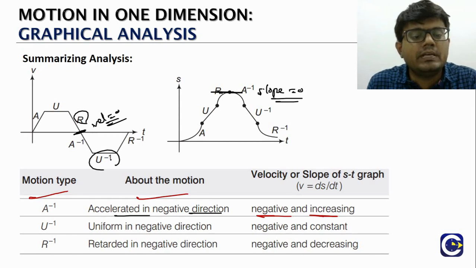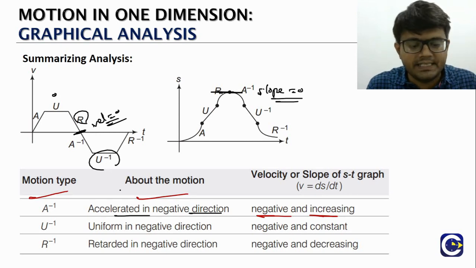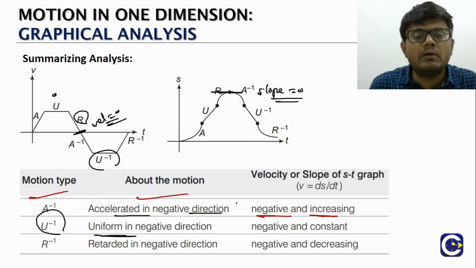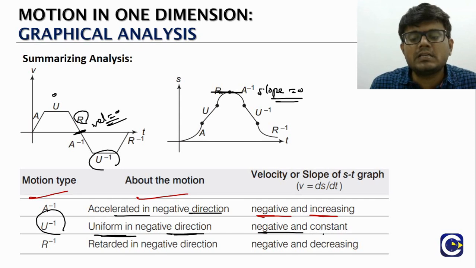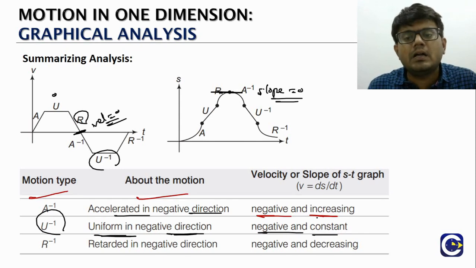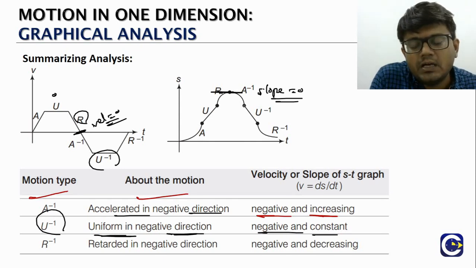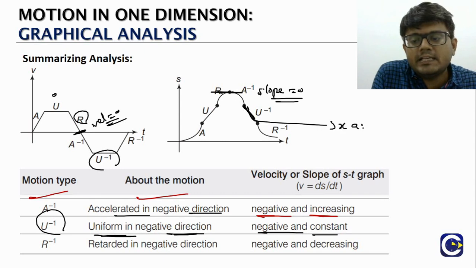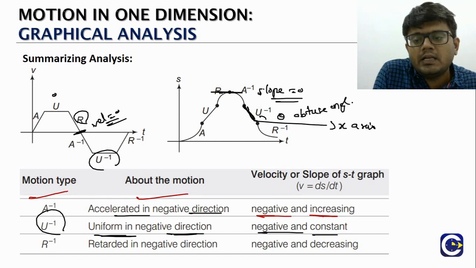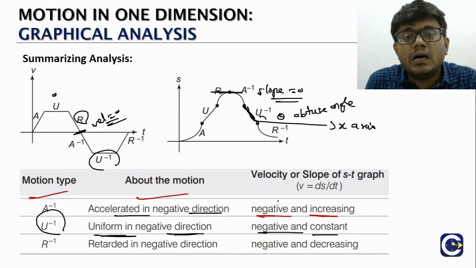Then again we have U inverse. It will be just the inverse of uniform velocity. But why are we calling it inverse? Because it is on the negative side, that's it. So U inverse means a uniform velocity motion but in the negative direction. Velocity will be negative and constant. You can see from the displacement time graph, what is the slope here? It is a straight line which is making an obtuse angle with the x-axis. Theta will be an obtuse angle. So here the slope will be negative.